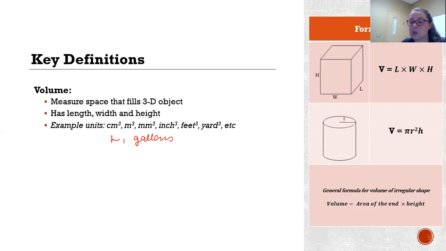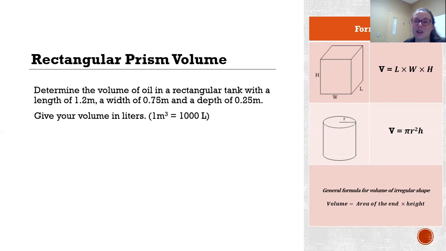All right, so let's do a few calculations. I've got formulas listed here to the side, and we'll look at the formulas as we do our calculations. So first of all, we're going to start with a rectangular prism volume. So rectangular prism is just another way of saying a 3-dimensional rectangular shape. This is an example of a rectangular prism here at the top. Its volume formula is length times width times height.